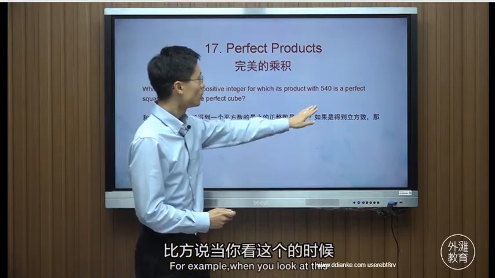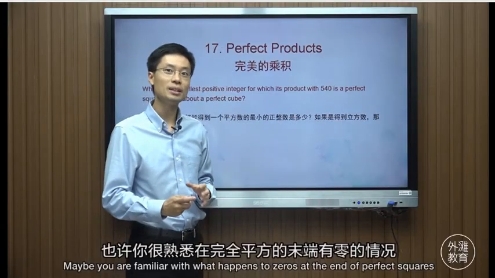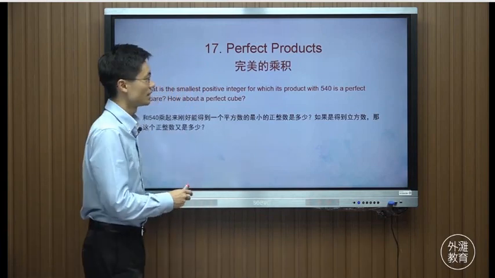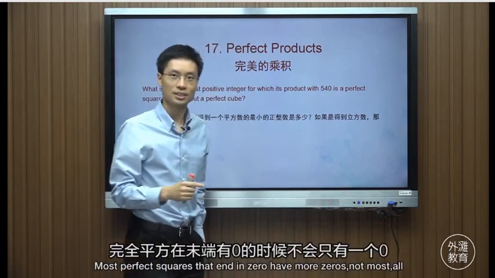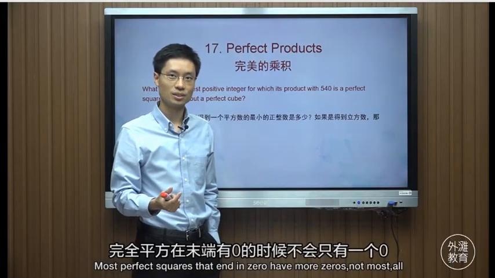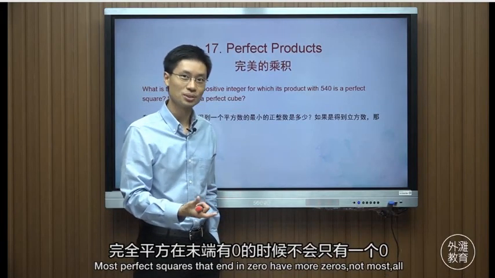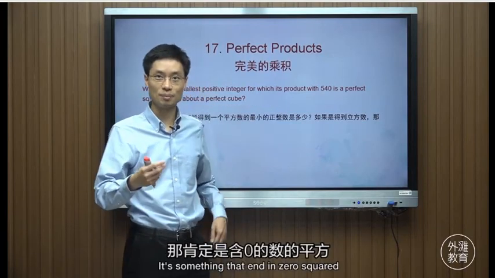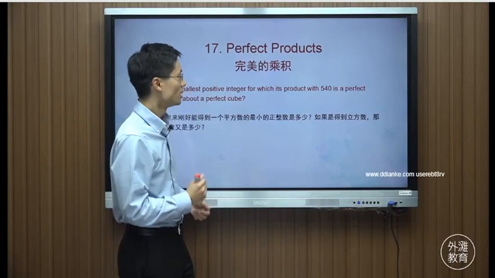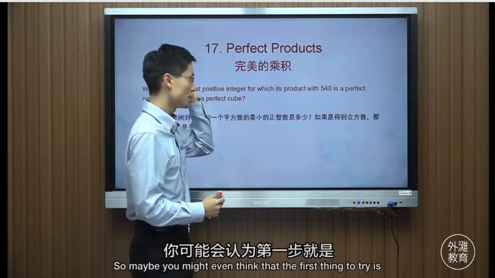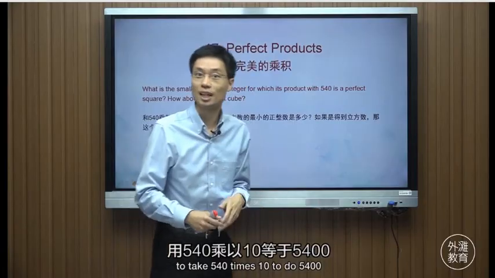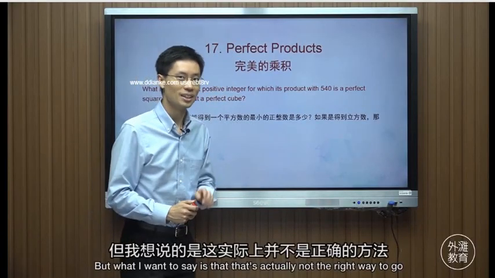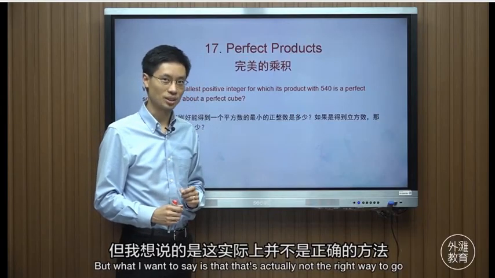For example, when you look at this, maybe you're familiar with what happens to zeros at the end of perfect squares. Most perfect squares that end in 0 have more zeros. Not most, all. And that's because in order to end in 0, it's something that ends in 0 squared. So maybe you might even think that the first thing to try is to take 540 times 10, to do 5,400. But what I want to say is that that's actually not the right way to go.